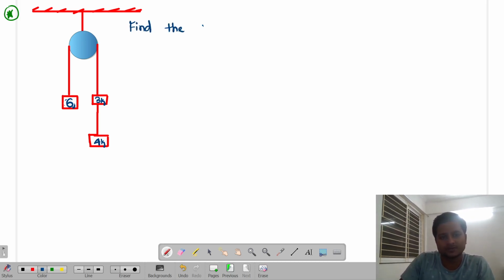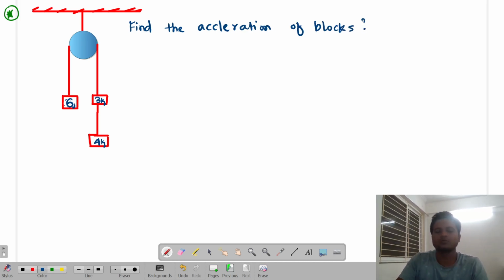Find the acceleration of the blocks. The question is: find the acceleration of the blocks. Have you noted down the question? Okay, I'll open one book till that time.